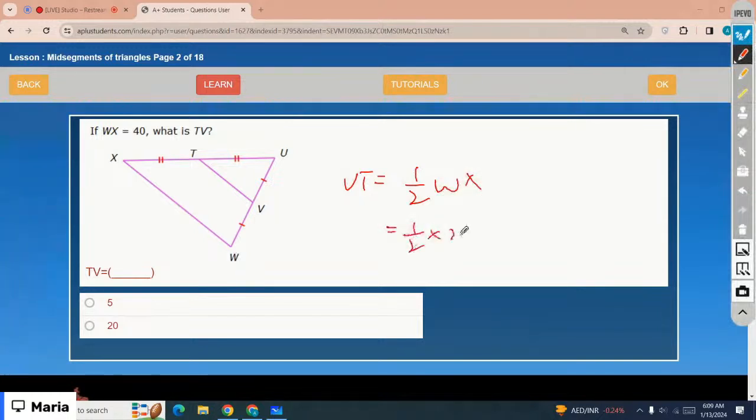WX is 20. 20 divided by 2 is 10. That means VT is 10. The correct option is 10. Sorry, WX is 40, not 20. So half of that is 20. The correct option is 20. VT is 20.